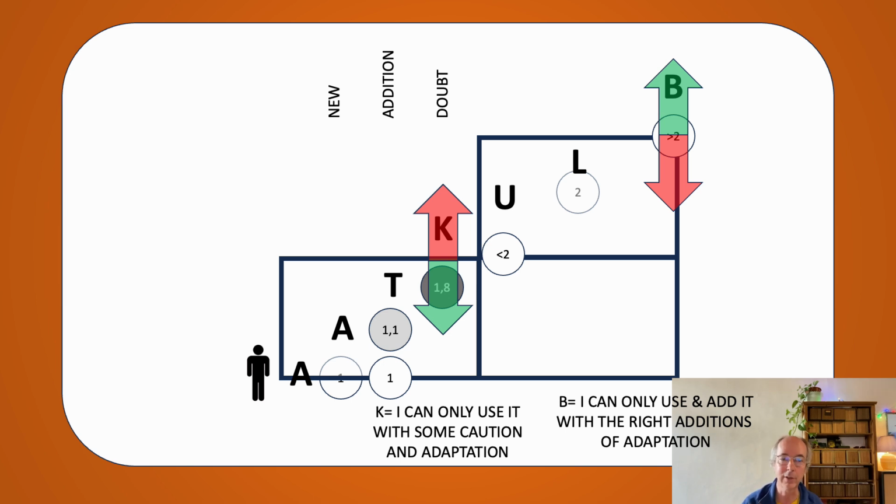You can only use it well when you use the right adaptation. It's a bit the other way around. With the K you can only use it with the adaptation, and here the B is about adaptation actually. It is already adapting, and that's the way it is treated.